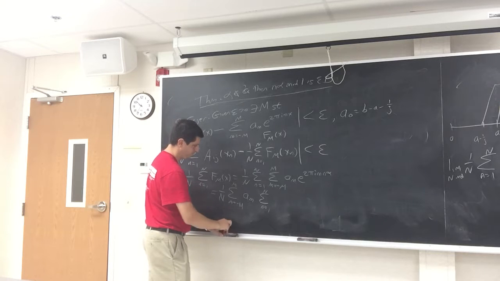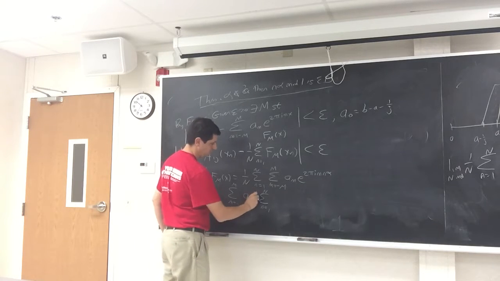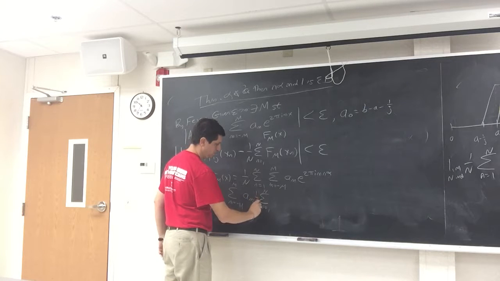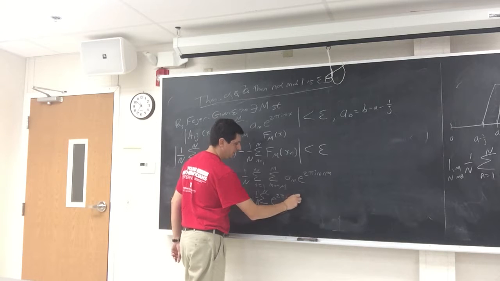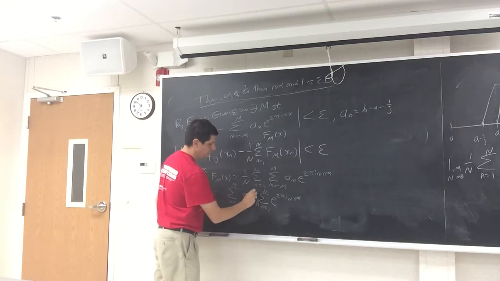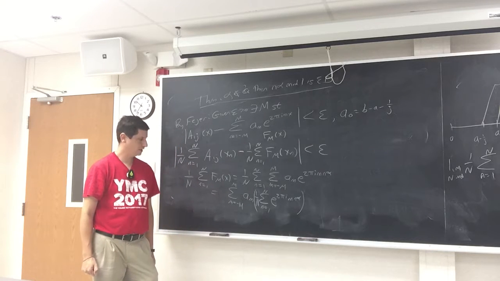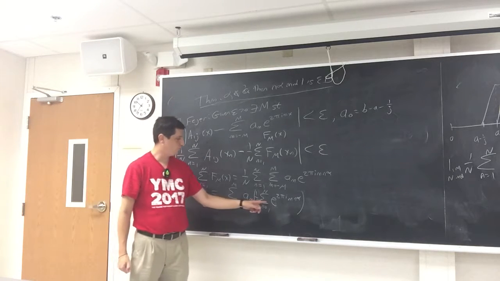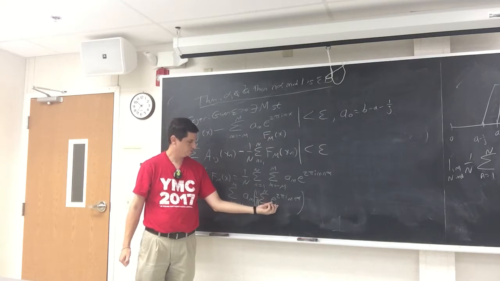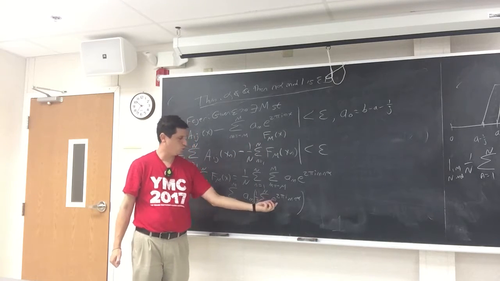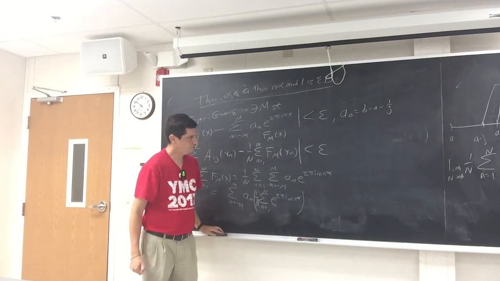I'll leave it, and I'll move the 1 over N. E to the 2 pi i m n alpha. And now that's the sum we know. This sum was equal to (b minus a) minus 1 over j. It's equal to 1 if m equals 0, and really small otherwise.